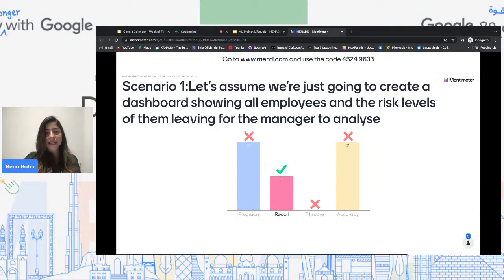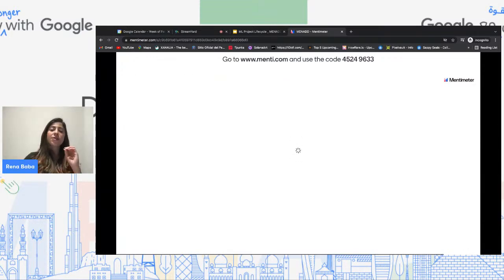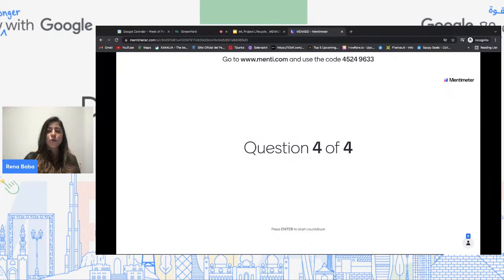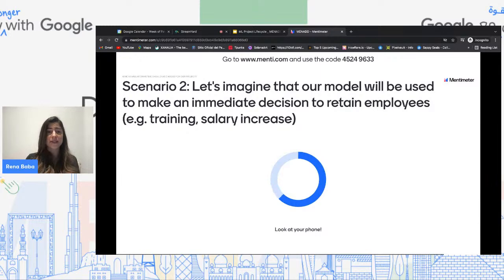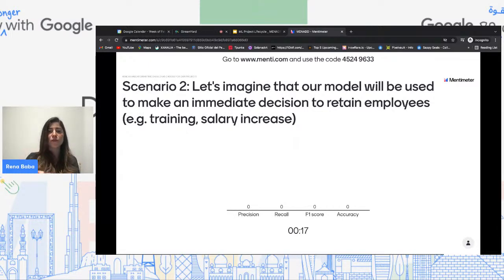So now we're going to a second scenario, and that's going to be the final one. We're going to look at another scenario where we're making a decisive model. So you want the model to predict if the employee is likely to leave or not. And you want this model to be very decisive. So whatever answer the model gives you, you're just going to use it. So let's say immediately the model is going to give a salary increase, or will send someone for a training. And now you have to tell me which metric you will choose. So precision, recall, F1 score, or accuracy.